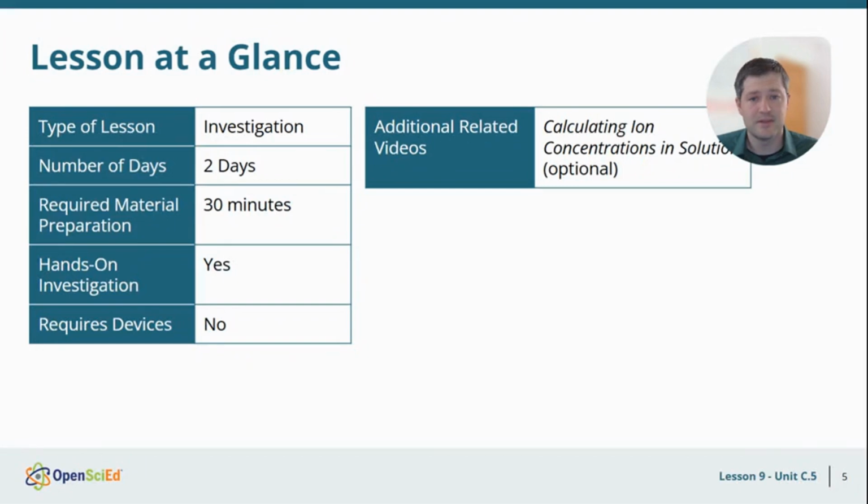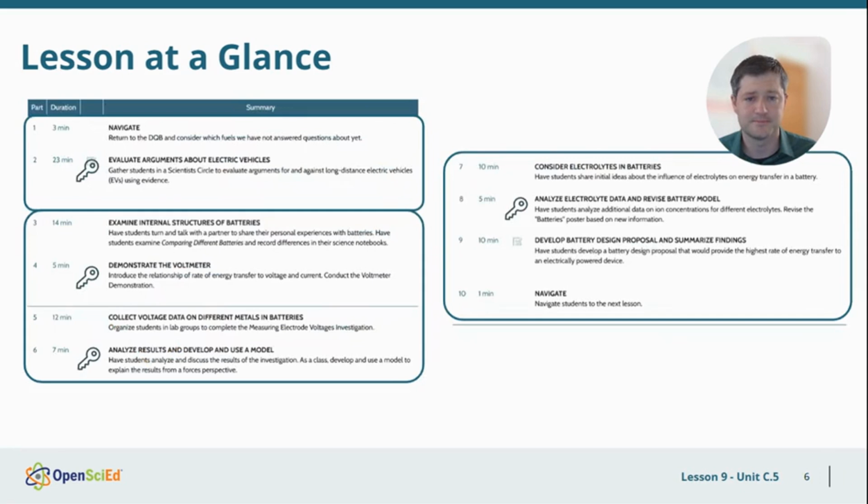In this lesson, it's a 2-day lesson, and there's 30 minutes of required material preparation, maybe a little bit more, especially the first time, because we'll talk about this lab that you have to set up. There is an optional video because later in the lesson, when students are working with electrolytes in solution, there's an optional extension that allows you to support some additional calculations of ion concentrations in solution. And that's just going to leverage some of the types of calculations that students developed in the 4th chemistry unit.